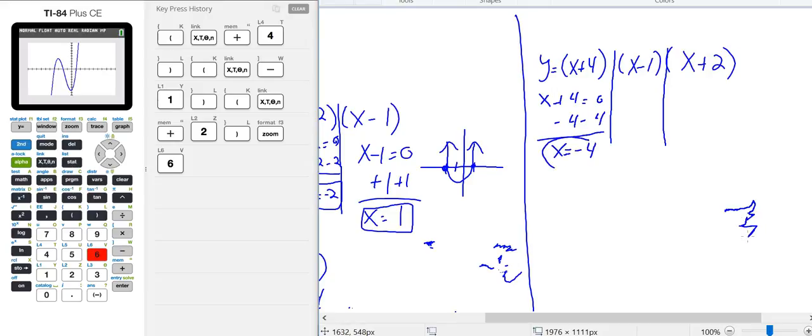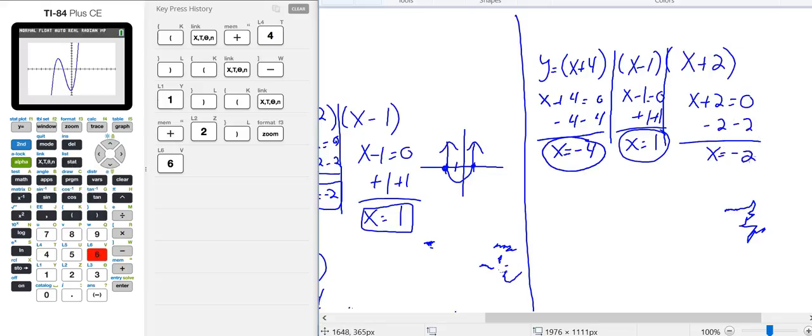This is one root. Then x minus 1 is equal to 0, plus 1 and plus 1. X is equal to positive 1. This is another root. X plus 2 is equal to 0, minus 2 and minus 2. X is equal to negative 2. This is another root. So the graph of our cubic function would look like, it would cross over here, it would cross over here, and it would cross over here. And the cubic function would look something like this.